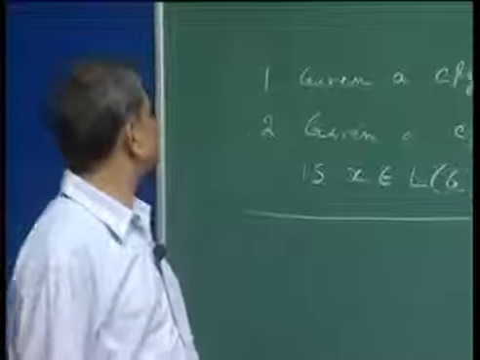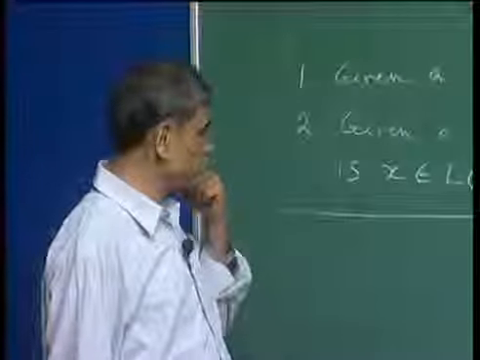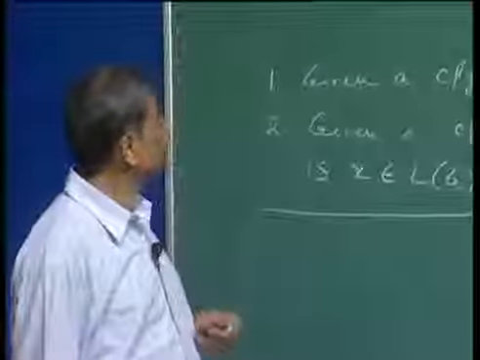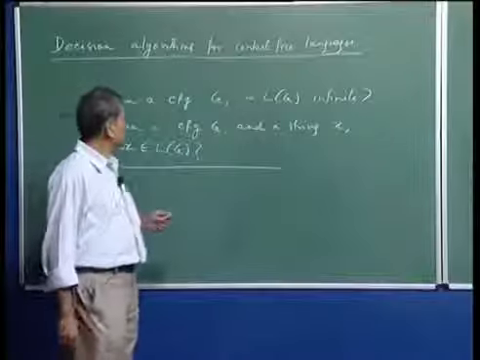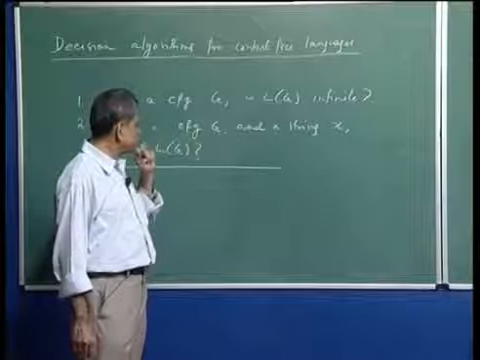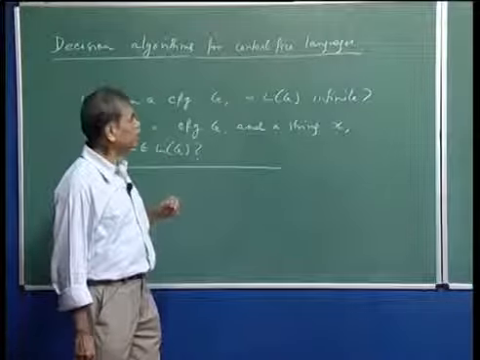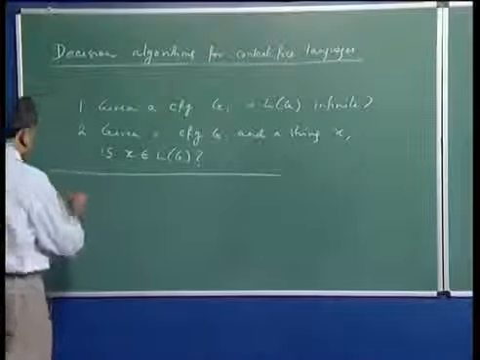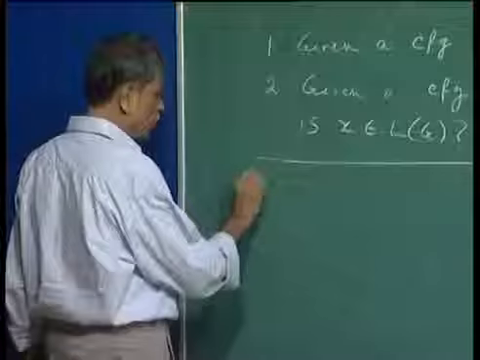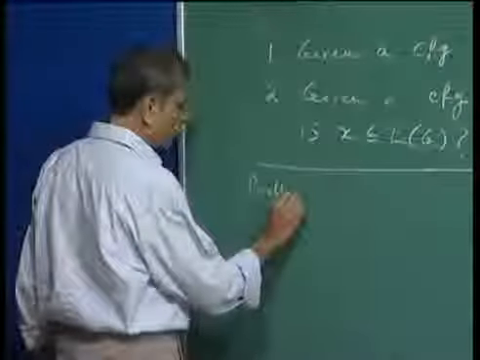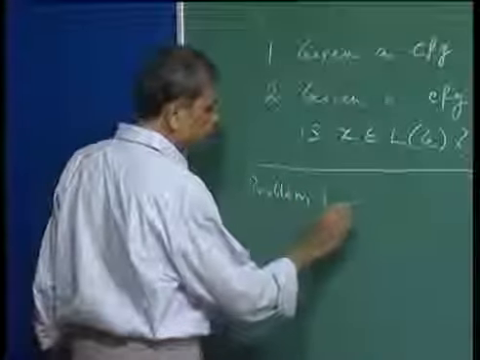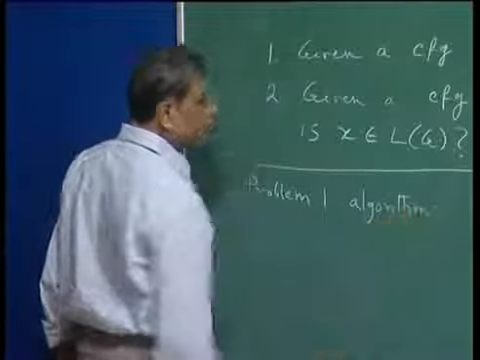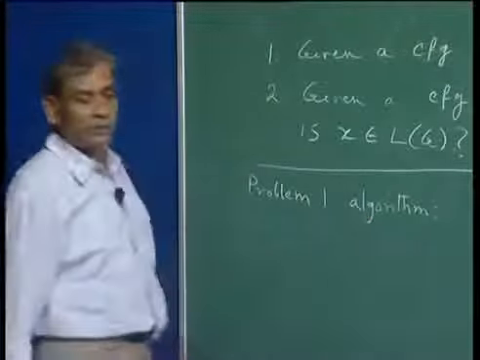Today we will provide algorithms for these two decision problems for context free languages. The first one is that we need to determine, given a context free grammar G, if the language generated by the grammar is infinite or finite. For this problem, let us say problem 1, we will provide a sketch of the algorithm. So, you are given the grammar G, that is the input.